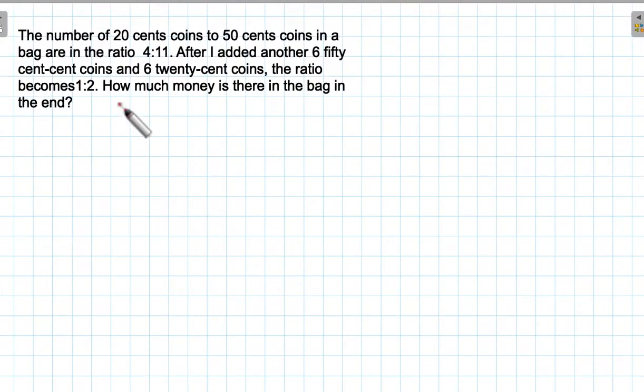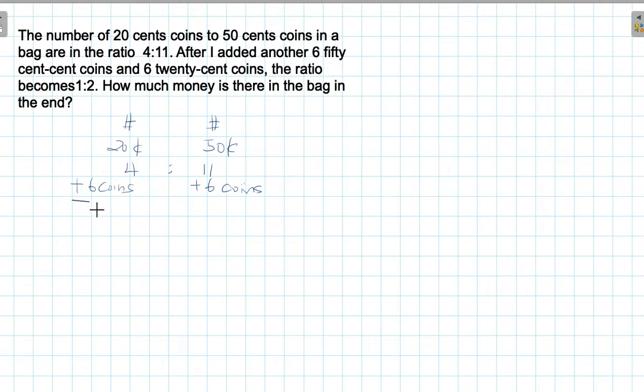Same thing. The number of 20 cent to 50 cent coins in the bag is 4 to 11. So it's a 4 is to 11 ratio. So this time round, I add 6 50 cent coins, and then I add 6 20 cent coins.